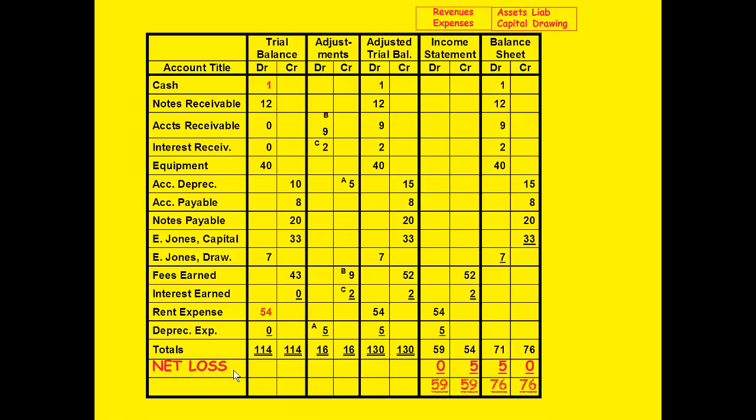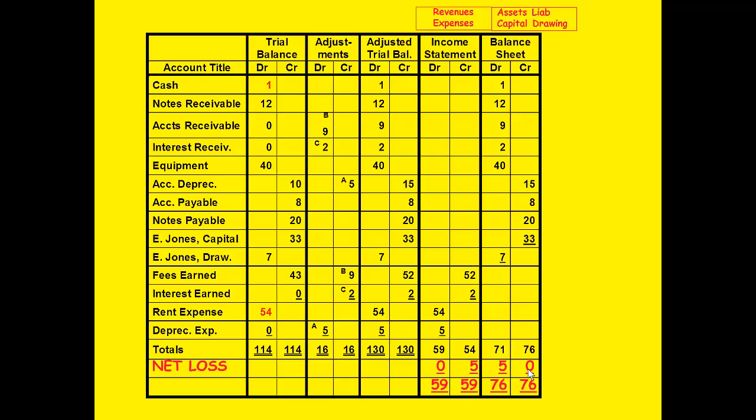And I'll recompute my totals again. Again, they balance, 59 and 59, 76 and 76. So the only difference we see, if it is a net loss, is that my positive difference is going to go in the income statement credit column and in the balance sheet debit column. So the only difference between the two is in which column those balancing totals will appear at the bottom of your worksheet. That concludes the worksheet.